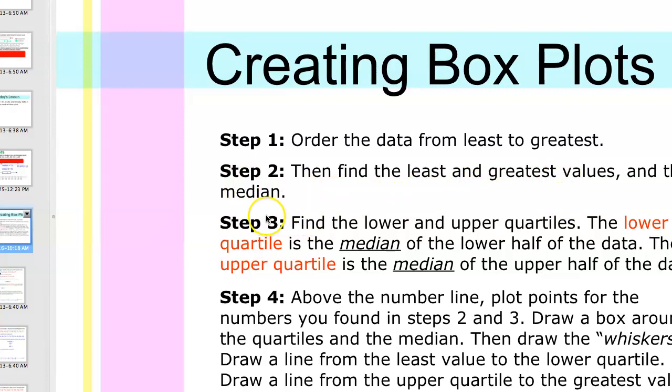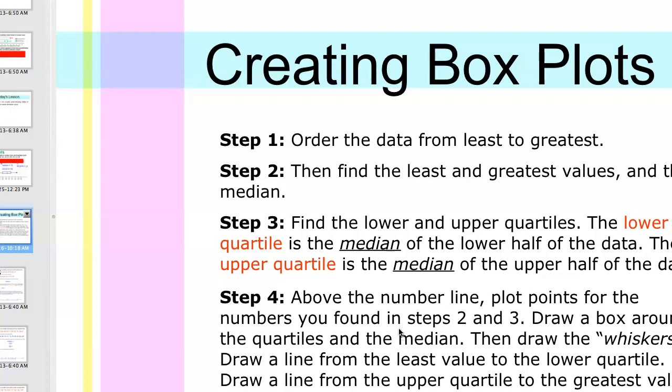Step 3, you have to find the median of the lower half of the data, that's called your lower quartile, and then the median of the upper half of the data, that's called your upper quartile. You never include your median in finding the lower and upper quartiles. You leave that out.